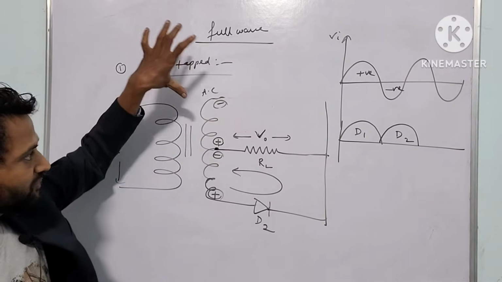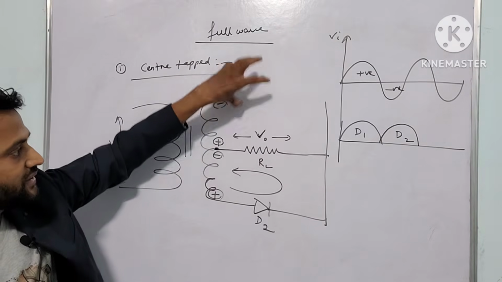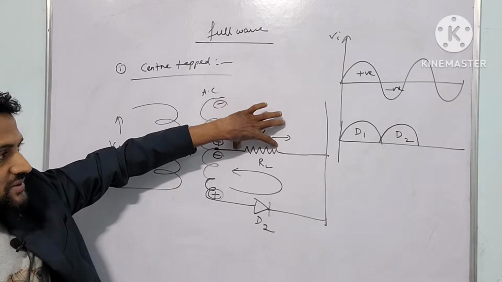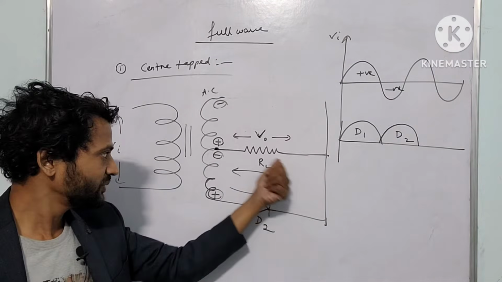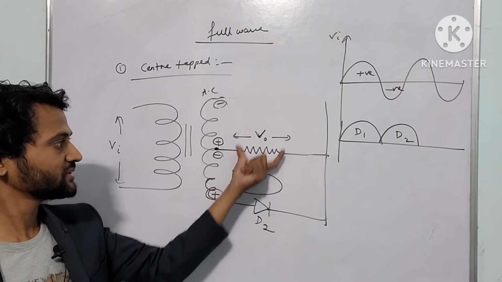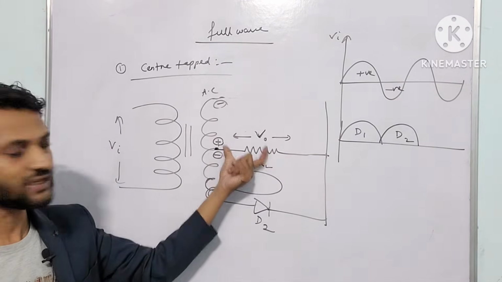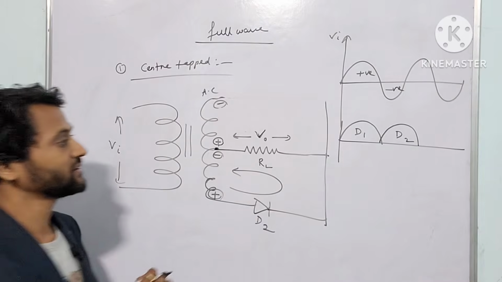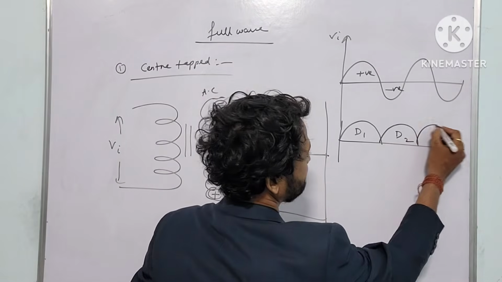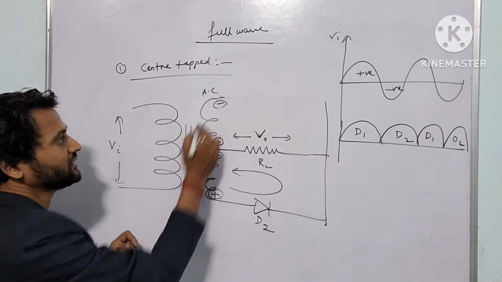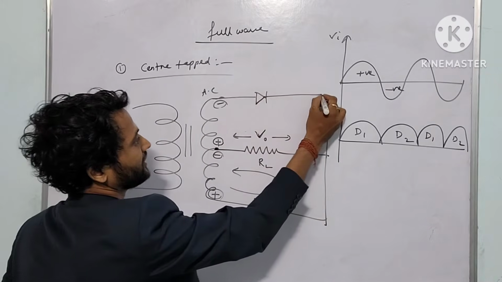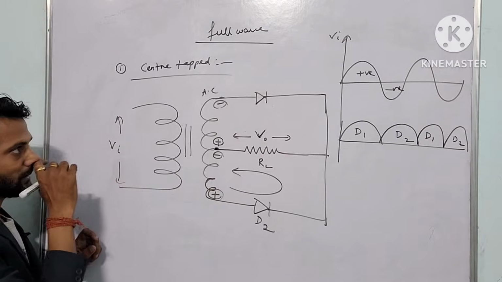So during positive half cycle, D1 conducts, and we are getting some output voltage. During negative half cycle, another diode conducts, then current flows through the load resistance, and again we are getting some voltage, right? Same voltage, same magnitude. So it will be alternately D1, D2, right? Is it clear?